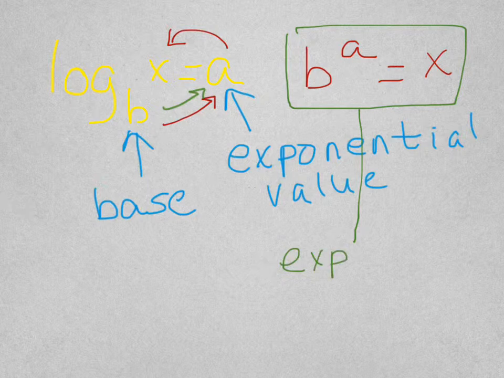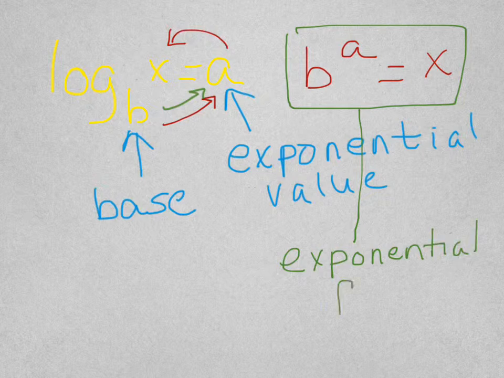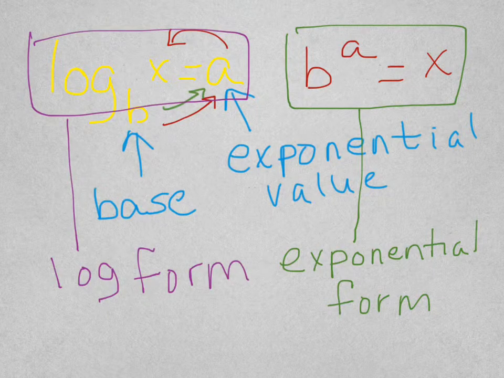This is the same problem written in what's called exponential form. So that's how you convert from a log to exponential form. Again, log form, the box that's purple, and exponential form are equal to the exact same thing, they're just written in different forms. Similar to how you can divide by 2 or multiply by a half, it equals the same value, it just is written in a different form.